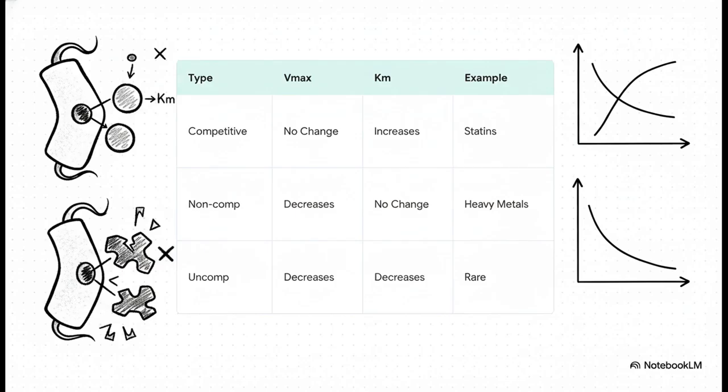But if you flood the system with enough natural substrate, you can overwhelm the drug and still eventually reach the normal Vmax. Non-competitive inhibitors, though, they're a bit darker, like heavy metal poisoning. They bind to a completely different spot on the enzyme, an allosteric site, and warp the enzyme's entire shape. No matter how much natural substrate you add, the enzyme is broken. Vmax permanently decreases. Finally, there are rare uncompetitive inhibitors. These are super unique because they only bind to the enzyme after the substrate is already inside, effectively trapping it there. This locks the complex together, forcing both Vmax and Km to decrease at the exact same time.